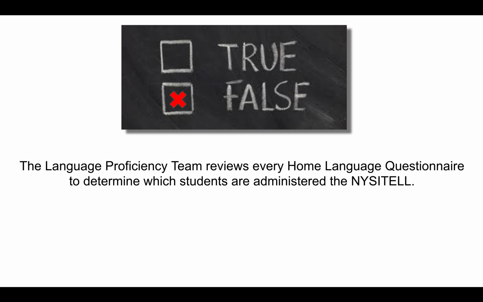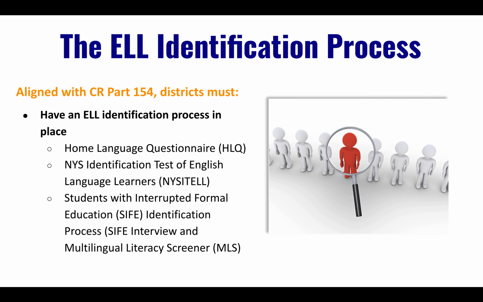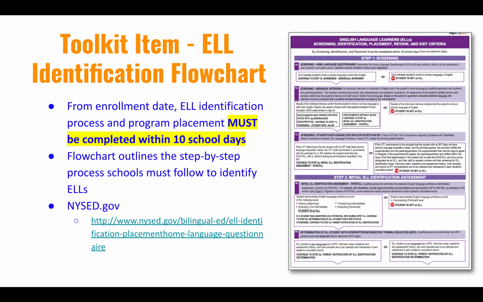However, every single HLQ has to be reviewed, and there's a process that would then lead to a screening and a potential NYSED, and we'll get into those details as we move forward here. So the ELL identification process is articulated under CR Part 154, and districts must have an ELL identification process in place that involves the home language questionnaire, the NYSED SIFE screening, and the language proficiency team.